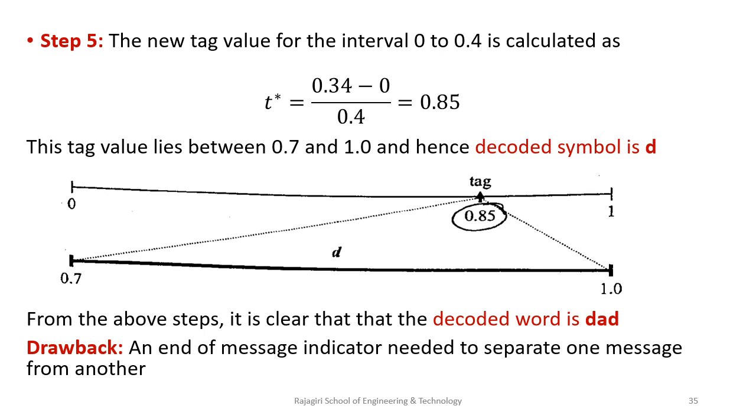In the next step, the new tag value for the interval 0 to 0.4 is calculated as T star equals the previous tag, which is 0.34, minus the lower limit, which is 0, divided by the range. The range of the interval is 0.4 minus 0, which is 0.4. So we will get a new tag value of 0.85. This tag value lies in the interval 0.7 to 1, which corresponds to the subrange of the symbol D. This shows that the third symbol that was transmitted is D. So from the above steps, it is clear that the decoded word is DAD.